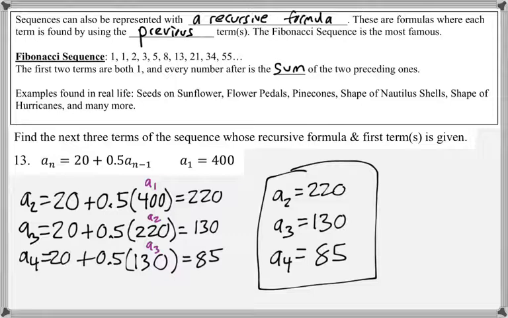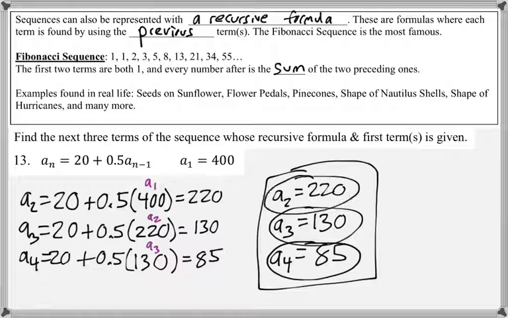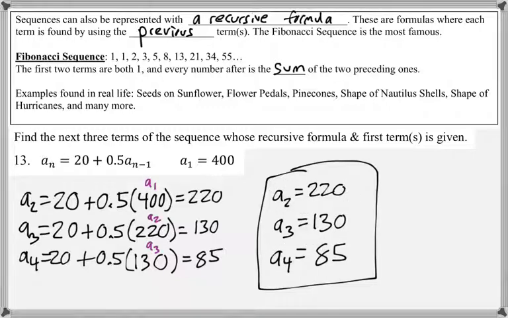Versus with the explicit formulas that we did in the previous problems, to ask you for the 100th term wasn't too big of a deal because you just plugged 100 in. But as we see with this problem, you don't know what a4 is without knowing what a3 is. And you don't know what a3 is without knowing what a2 is. So you have to know every previous term to get the next one.